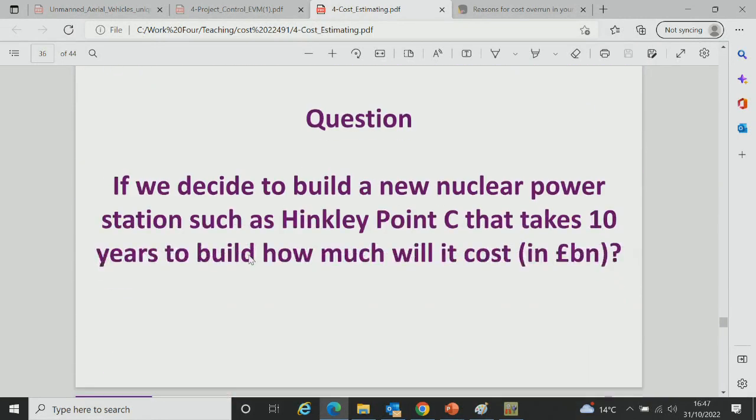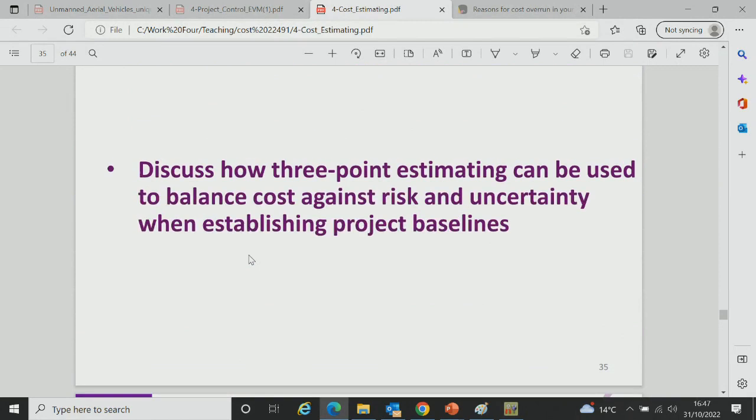So finally for today, we've covered 3-point estimating before. So we're talking about the impact of risk and uncertainty. And maybe the best way of showing you this is via a software package called @Risk.